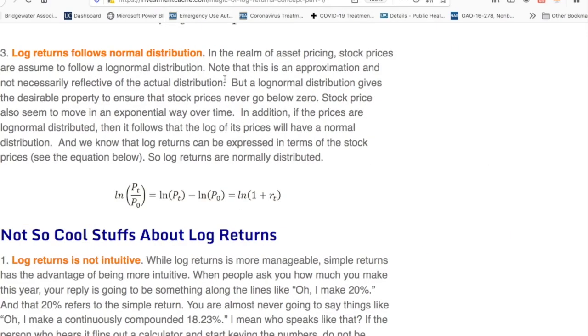So it says, note that this is an approximation and not necessarily reflective of the actual distribution, but a log normal distribution gives the desirable property to ensure that the stock prices never go below 0. Stock price also seems to move in an exponential way over time. In addition, if the prices are log normally distributed, that's this, ln, log normal, then it follows that the log of its prices will have normal distribution. And we know that log returns can be expressed in terms of stock prices. See the equation below. So log returns are normally distributed.